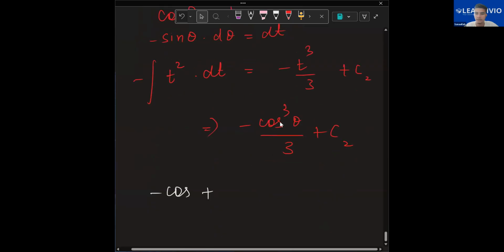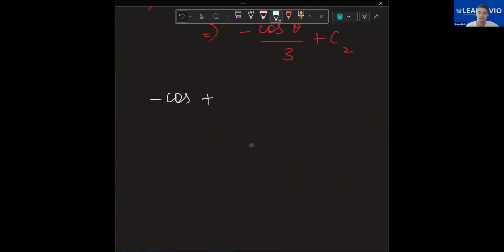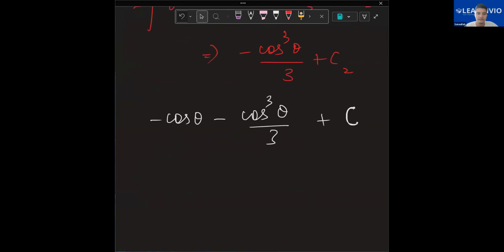So I will get a minus of cos cube theta upon 3 plus c2. And this was for this term. And for this one, we have minus of cos theta plus c1. And again minus of this cos cube theta upon 3. And combining c1 and c2, I can write only c, because this is an arbitrary constant, so I can merge them and write a single c. So this is the answer for this question, right?